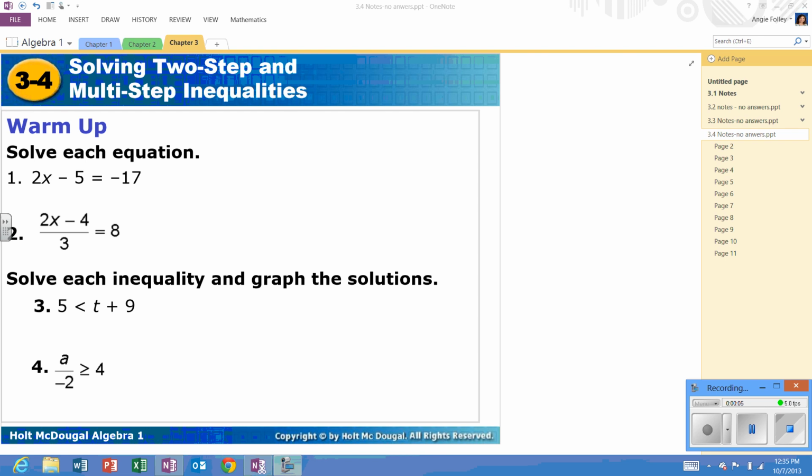Okay, this is Algebra 1, Lesson 3.4. We're going to look at solving two-step and multi-step inequalities, but let's do our warm-up first. So make sure that you've done the warm-up before you go ahead and check the answers.